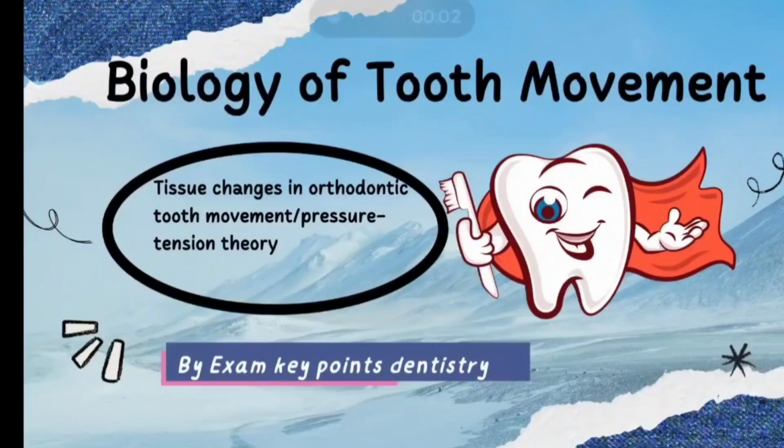Hello future dentist, have you ever wondered how a tooth actually moves during orthodontic treatment, and when we place braces, why doesn't the tooth simply fall out? What happens inside the periodontal ligament and bone?